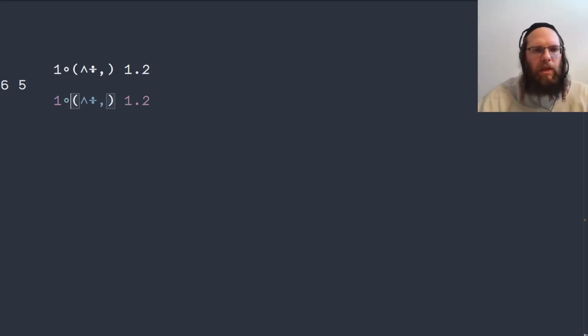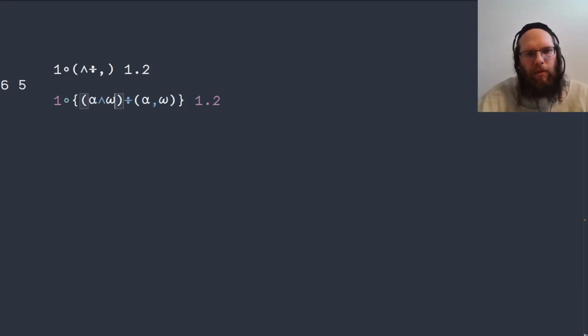What does it mean to take one function divided by another one? Well, we can expand this to an explicit definition instead. We have a left argument, which has been bound, and that's called alpha. We have a right argument, which is called omega. So here we take the arguments and use them for both these outer functions. So this is the lowest common multiple of the left argument and the right argument divided by the concatenation of the left argument and the right argument.